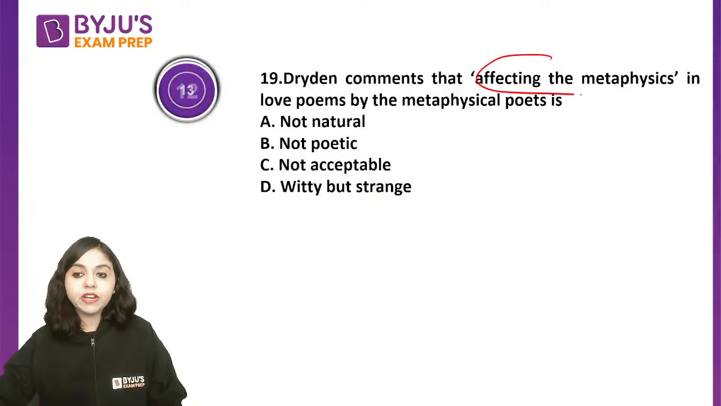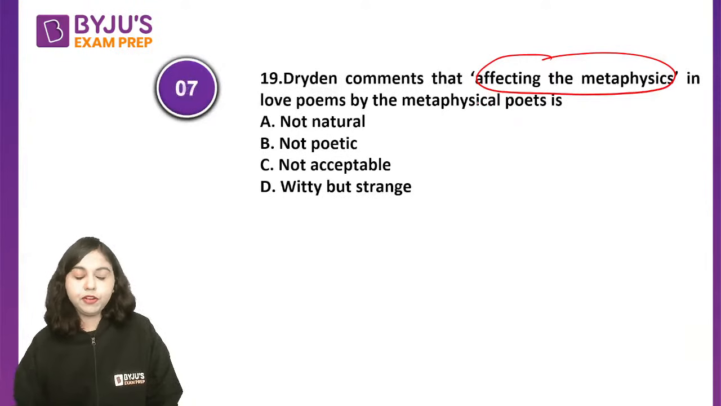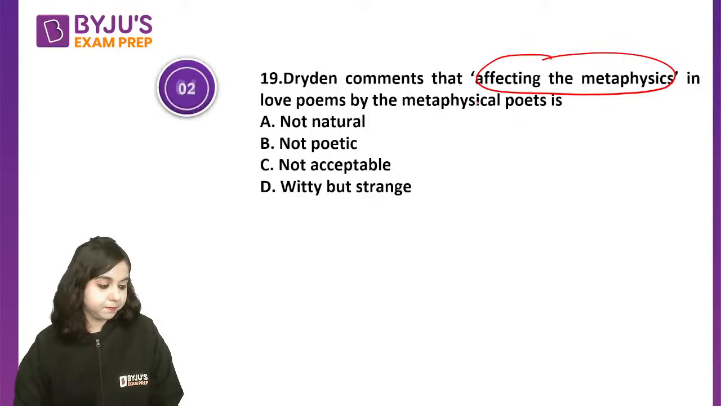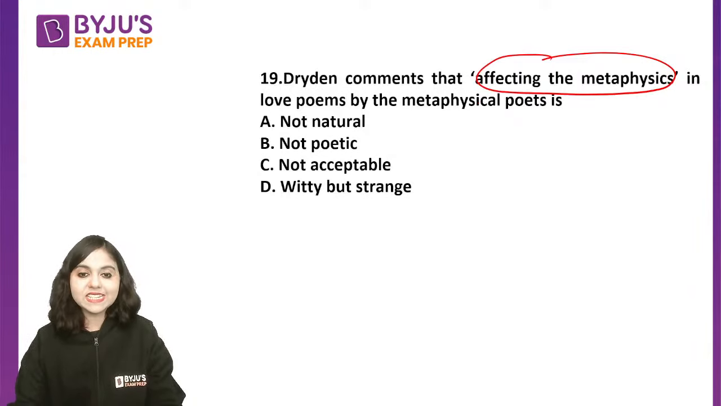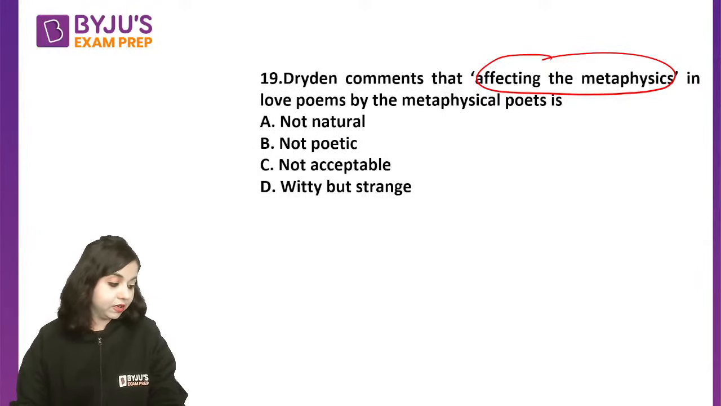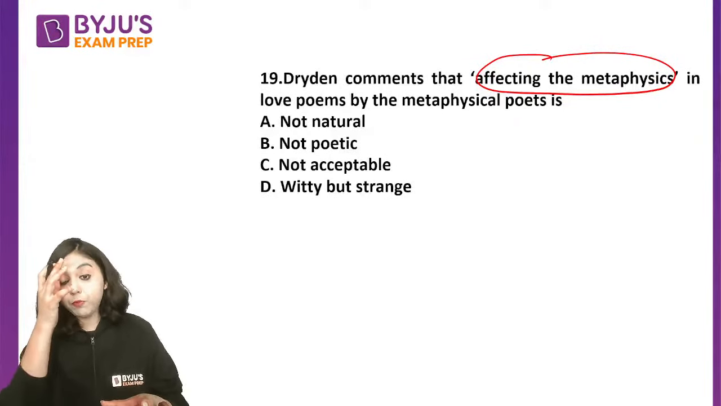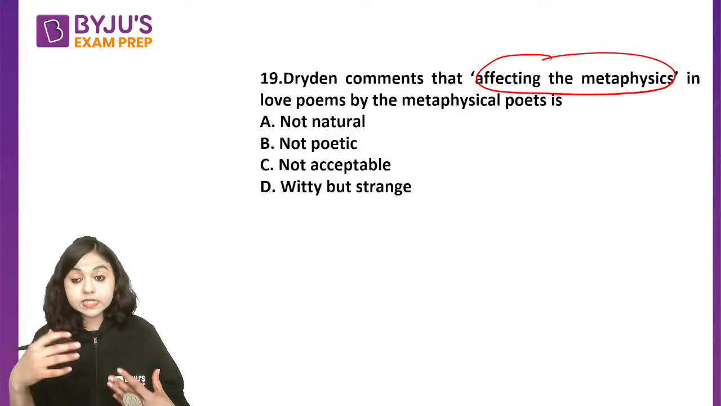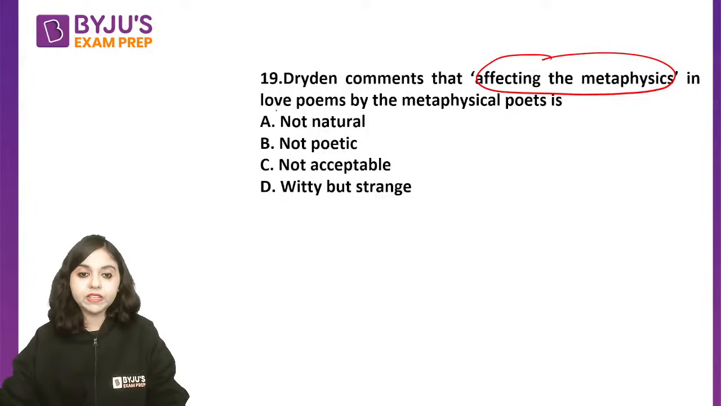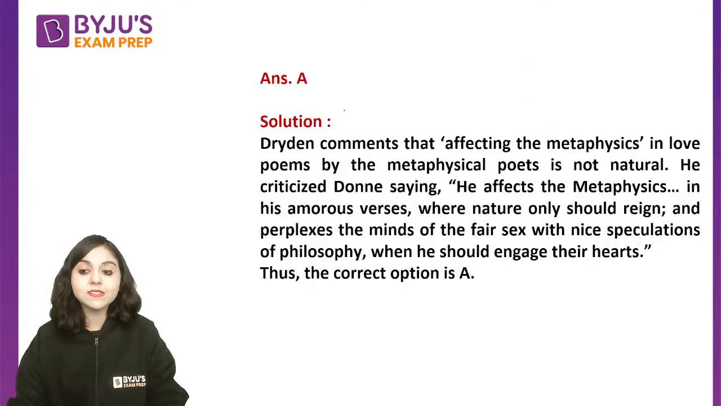Dryden comments that affecting the metaphysics in love poems by metaphysical poets is what? Is it something that is natural? Is it poetic or not poetic, not natural? It's not natural. We haven't got the right answer, but it's not natural. Affecting the metaphysics in love poems, it's not natural. He's literally talking about the fact that this is something which doesn't come very spontaneously.